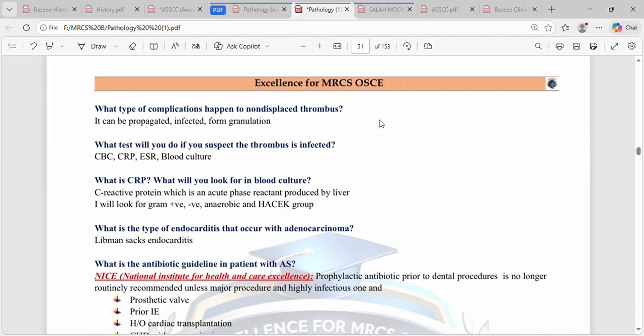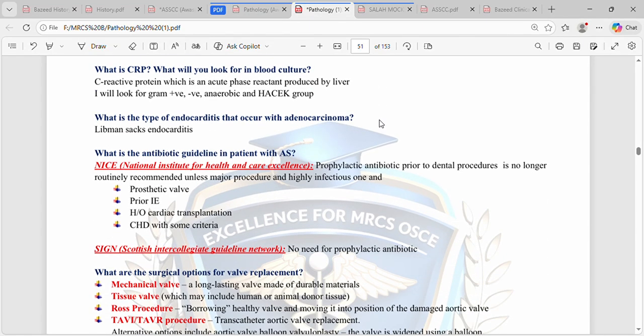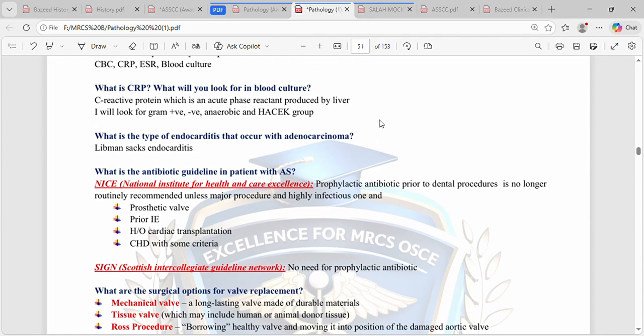What is the type of endocarditis that occurs with the adenocarcinoma? Libman-Sacks endocarditis. Libman-Sacks endocarditis usually occurs most commonly with SLE, but it can occur in adenocarcinoma. Plus, in adenocarcinoma, there will be a non-thrombotic endocarditis.